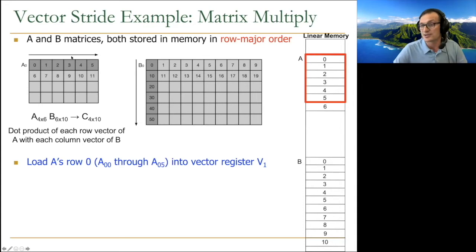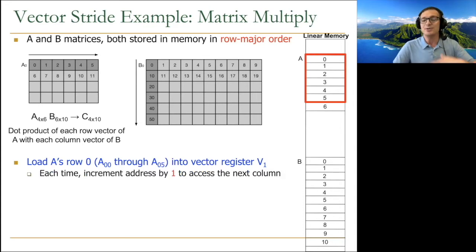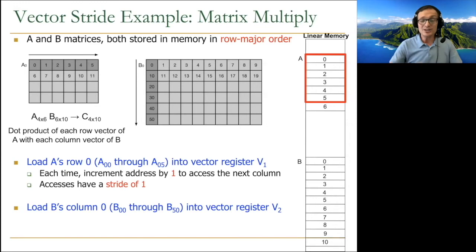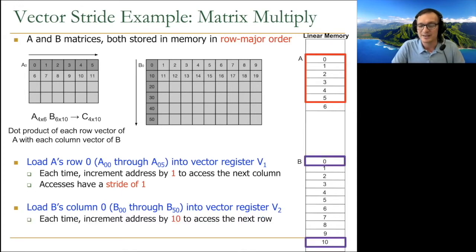So basically, you take those 6 consecutive things. Each time you need to increment the address by 1 to access the next column, as you can see. And access has a stride of 1, which is nice. But if you want to load B's column 0 into vector register 2, let's say, each time you need to increment the address by 10 to access the next row, as you can see, because you need to go through this element, this element, this element, this element in the column. So access has a stride of 10.